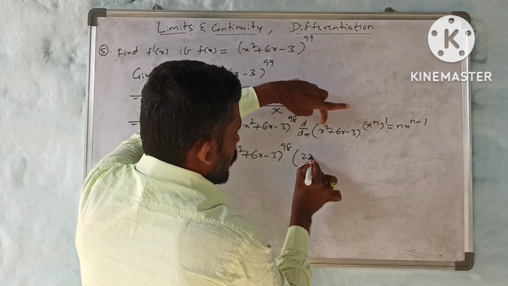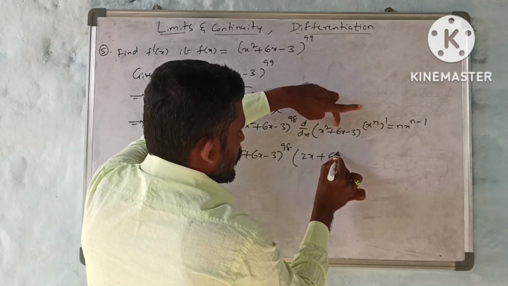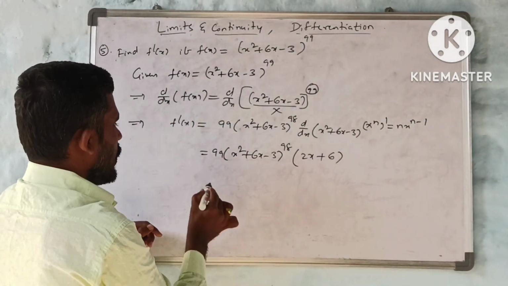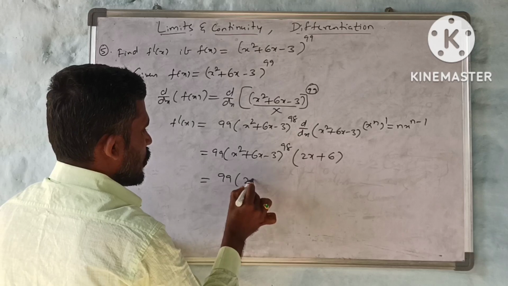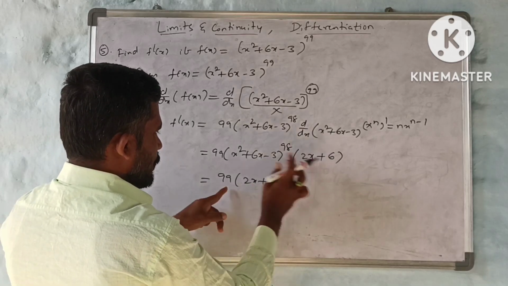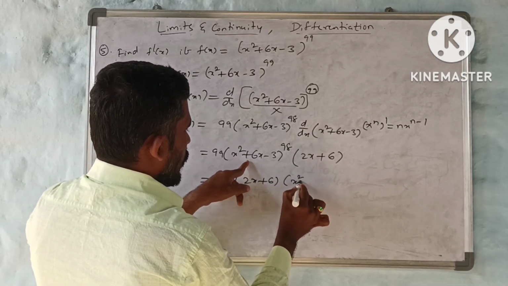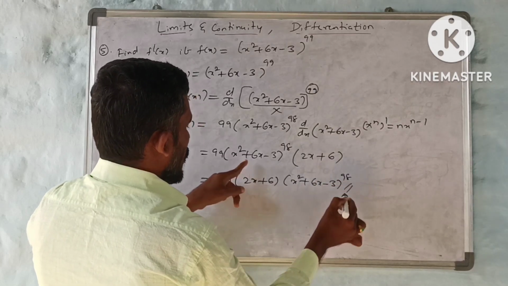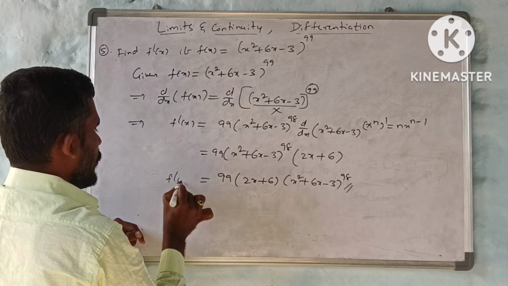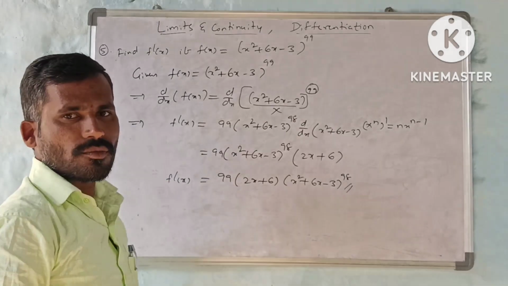The derivative of x square is 2x, and the derivative of 6x is 6. So this can be written as, when I am taking it out here, 99 times (2x plus 6) and the remaining is (x square plus 6x minus 3) whole power 99. This is the required derivative of the given function.